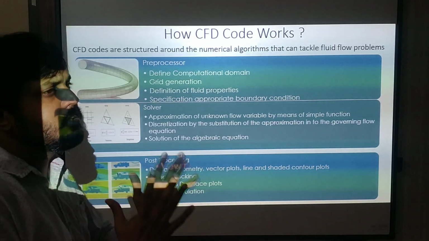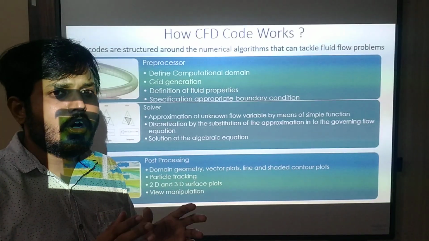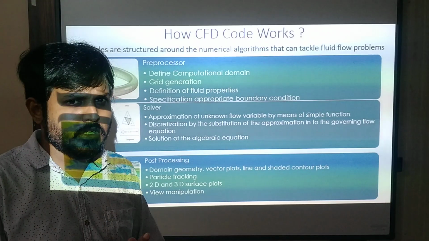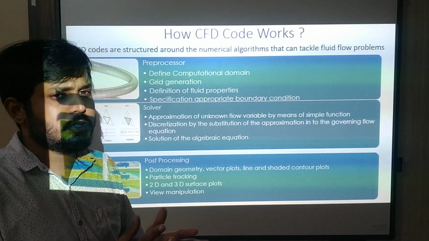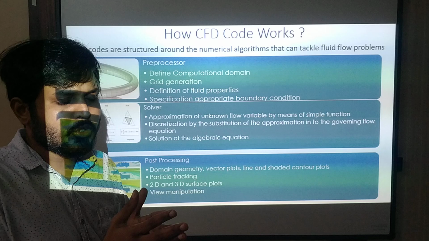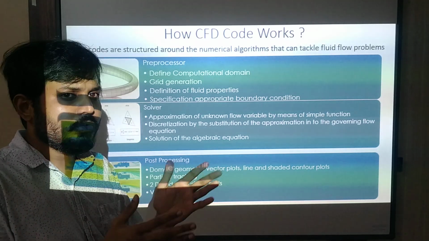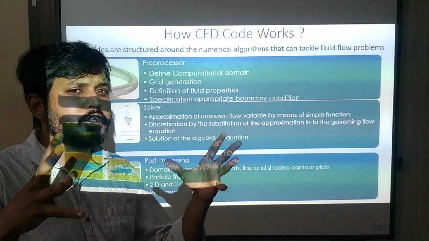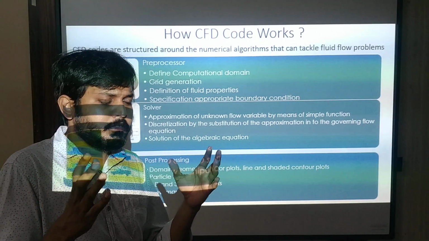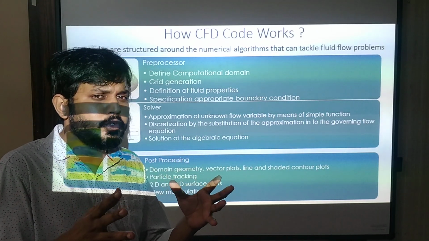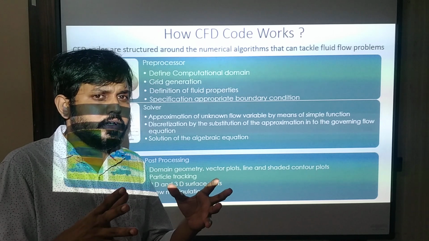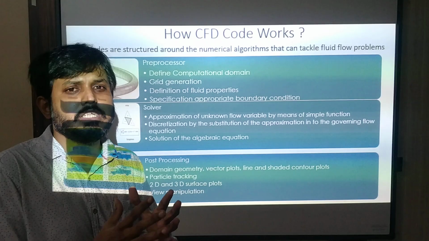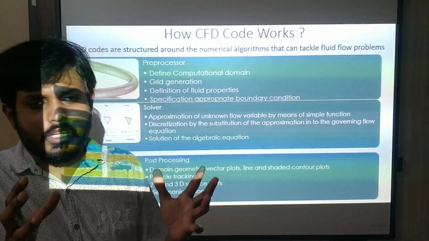Now about how a CFD code works. There are three main steps for CFD code generation: pre-processing, solver and post-processing. What is pre-processing? In pre-processing, first we have to make one computational domain. Why do we use this computational domain? Because it is where we do our experimentation. That is very important. So first we will make our computational domain.